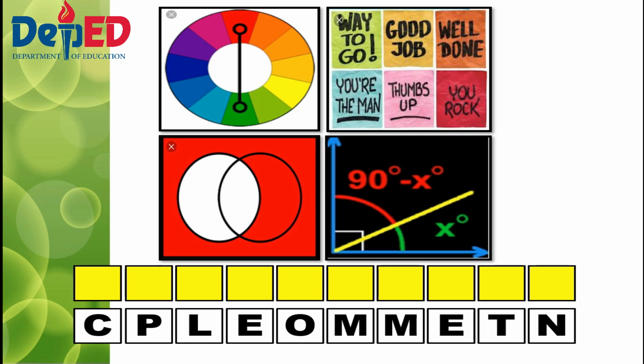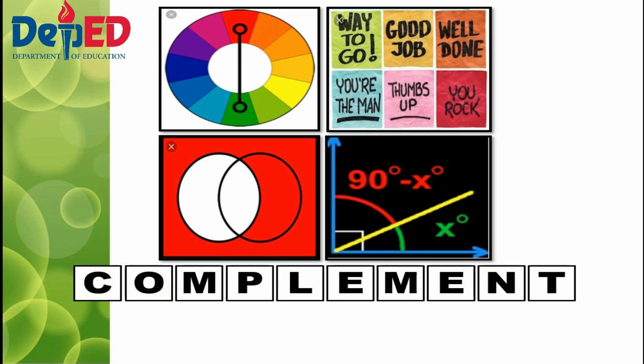Our next 4 picks, 1 word is, we have 90 degrees minus x degrees. We have the color wheel. Good job, thumbs up. What do you think is the word? You have 5 seconds. There you go. We have complement. Good job.